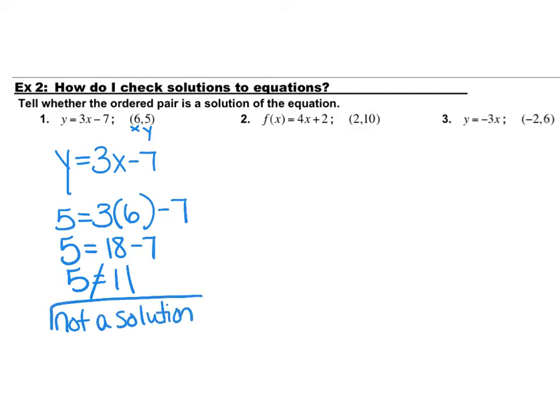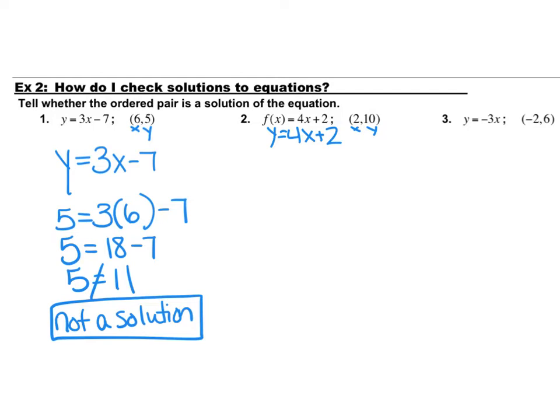All right, so then let's check the next one. We have f of x is equal to 4x plus 2. So in this case, when we have f of x, what we're referring to is that this is the same thing as y. So I'm just going to write y is equal to 4x plus 2. And so we have the coordinate x and y, so let's plug these in.